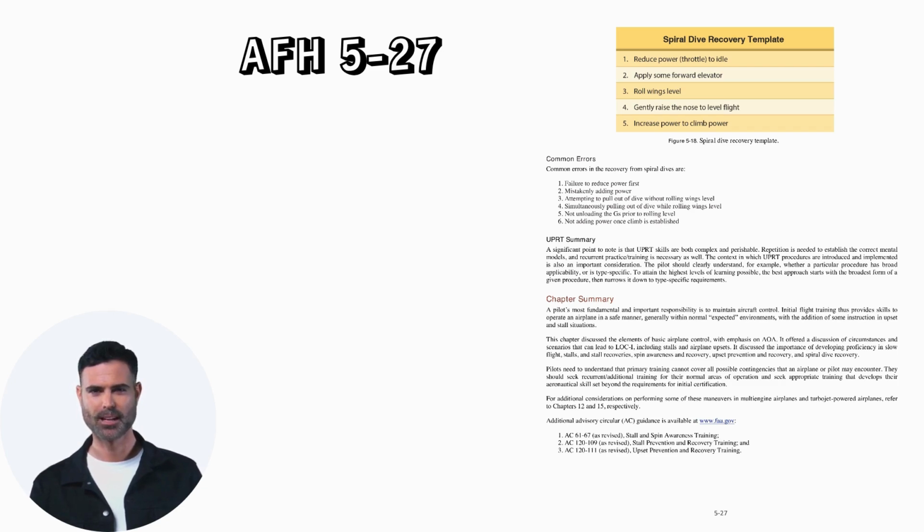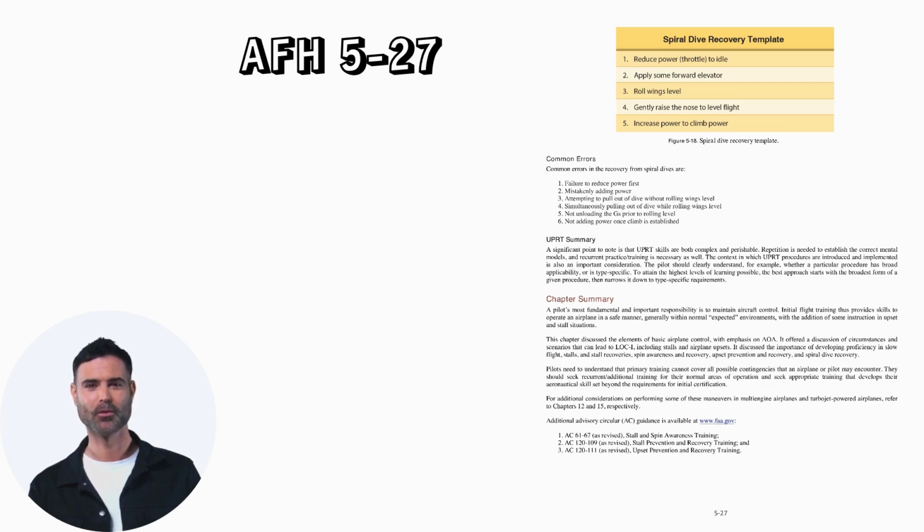Pilots need to understand that primary training cannot cover all possible contingencies that an airplane or pilot may encounter. They should seek recurrent additional training for their normal areas of operation and seek appropriate training that develops their aeronautical skill set beyond the requirements for initial certification.